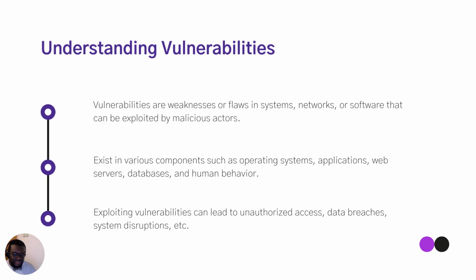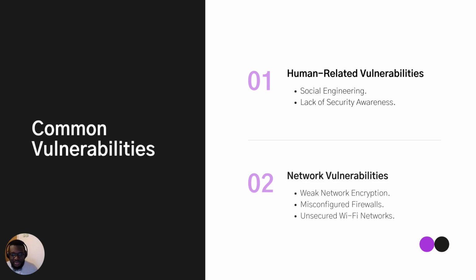The threat actors are motivated by what they want to achieve. They want to achieve unauthorized access, they want to get access to data, they want to disrupt the system. How do they do this? By exploiting vulnerabilities. Some common vulnerabilities, of course, we have social engineering, you have lack of security awareness that makes people more vulnerable. We have network vulnerability like weak encryption. So if your encryption isn't very strong, it can be bypassed. You can have misconfigured firewalls, you can have Wi-Fi networks that are not secure.